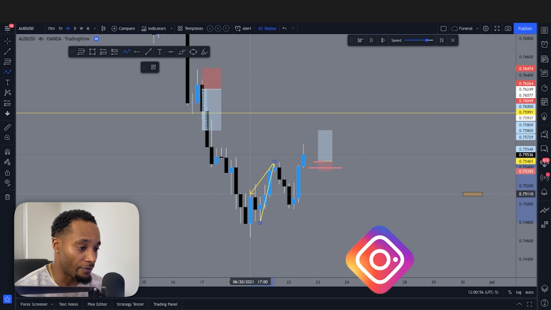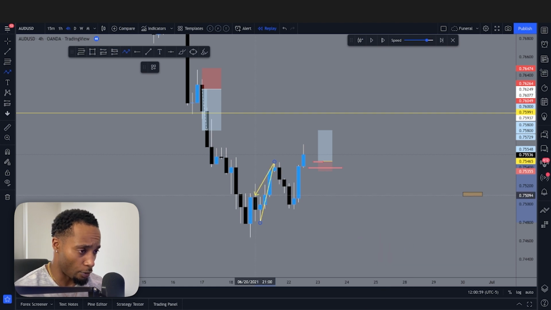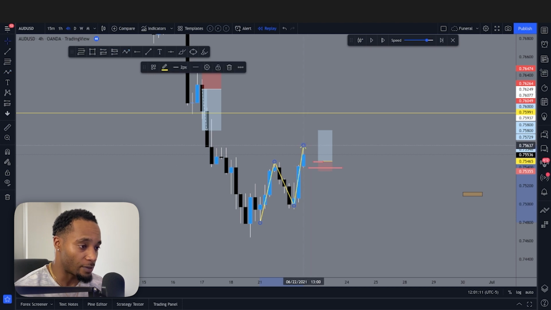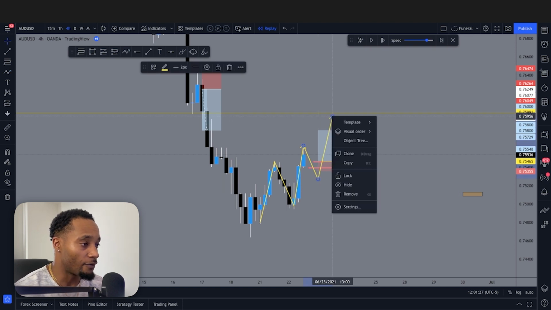So we broke this previous structure resistance right in here, broke it to the upside. Now that we're making higher highs, we need to make higher lows. Did we make a higher low? This was our starting point. Did the market break below that area? No, it didn't. After that, we broke the highs. We broke this area right in here, created a higher high. So what can we expect? Until the market comes and breaks below the low, we are still anticipating the market creating a higher high.